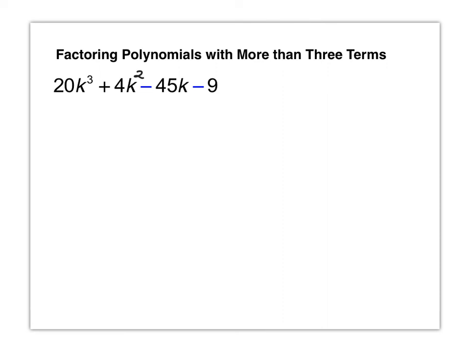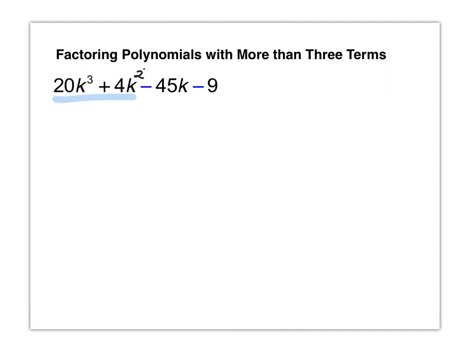All right, for this example, we're factoring polynomials with more than 3 terms. If you printed out the lesson pages, there may be a mistake. Just check to make sure the polynomial is 20k to the third plus 4k squared. That squared might not have appeared on your lesson plan. Minus 45k minus 9. Now, you want to first find out if there's any greatest common factor of all 4 of those terms, and I don't see any. So my strategy, when I have 4 terms, is to factor by grouping.